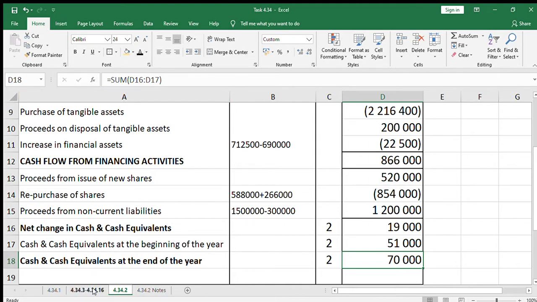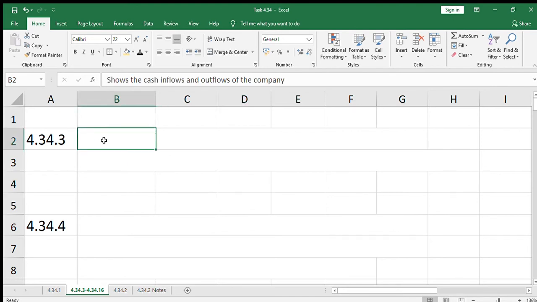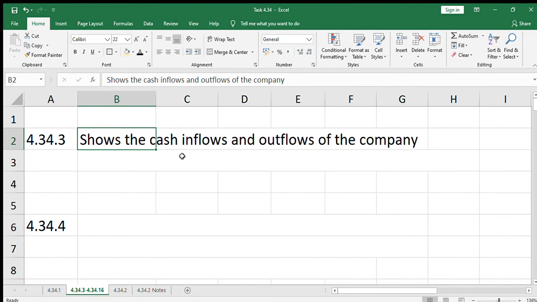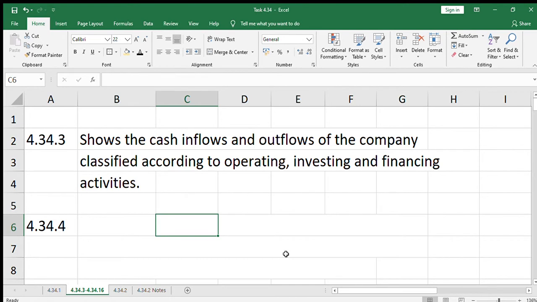4.34.3. What is the purpose of the cash flow statement? Okay, so there are a few things that you can say here, but the main thing is it shows the cash inflows and outflows of the company. It's classified into operating, investing, and financing activities. The CRJ and so on will also show you the cash inflows and outflows, but this is more of a summary, and also it's classified according to operating, investing, and financing activities, so that at a glance you can see what money was received and what was paid out. Okay, 4.34.4.